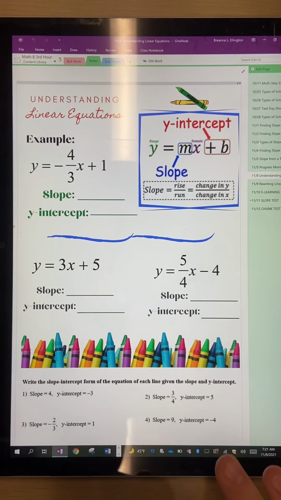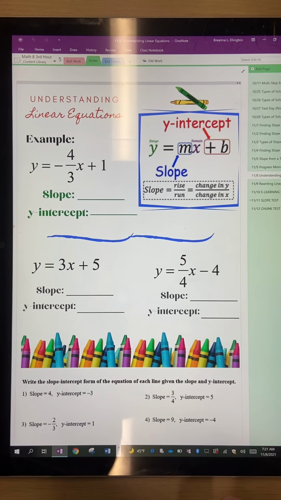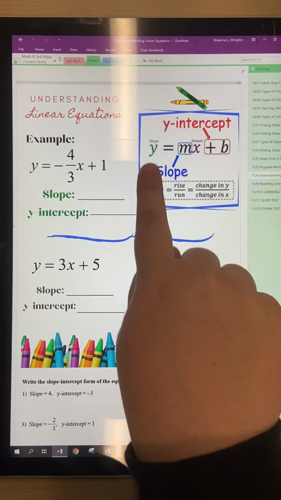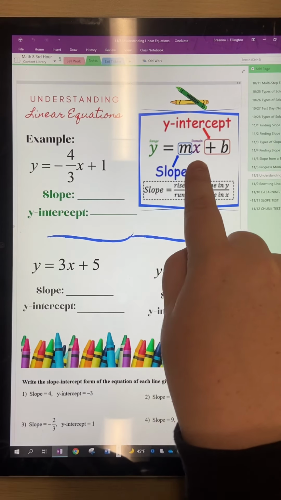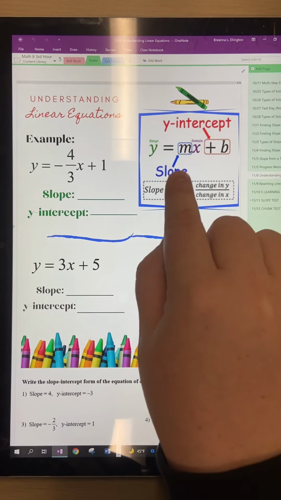So today we're going to be working on understanding linear equations. All that means for today is we're just figuring out what is slope and what is y-intercept. We learned last week all about slope. So today, here's y-intercept, right? So y, which is your range, equals mx. So m is the slope.